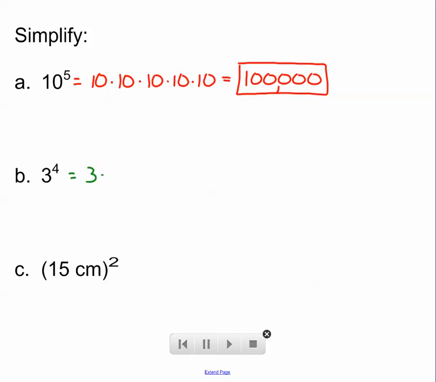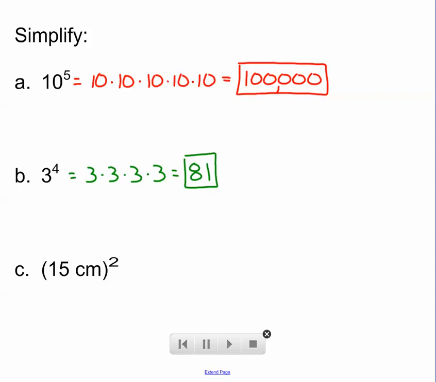Okay, 3 to the 4th power. Again, powers are just repeated multiplication. So this is 3 times 3 times 3 times 3. 9 times 3 is 27. 27 times 3 is 81. So a couple parts of powers.